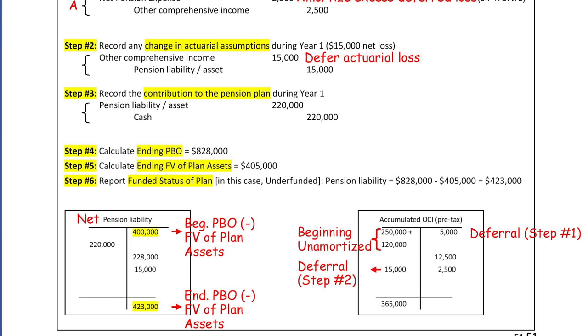Then you have two credits, 12,500 and 2,500. 12,500, that's the amortization of prior service cost. 2,500, that's the amortization of excess deferred loss using the corridor approach. So put a box around both these numbers and write amortization.